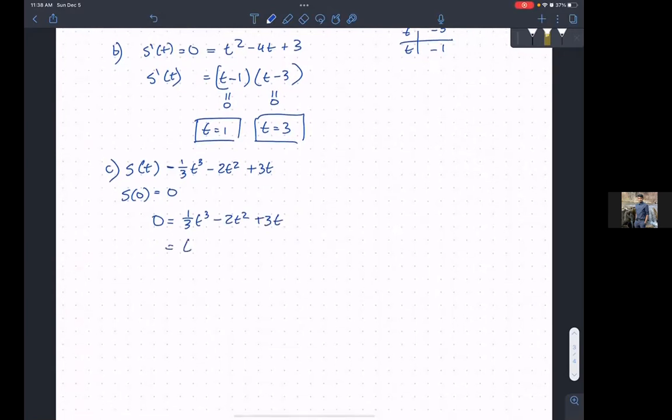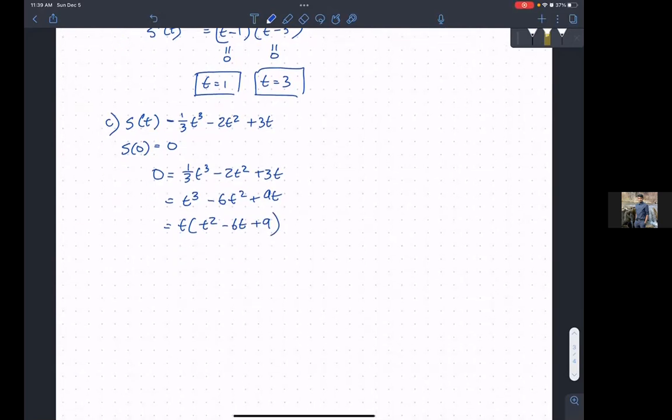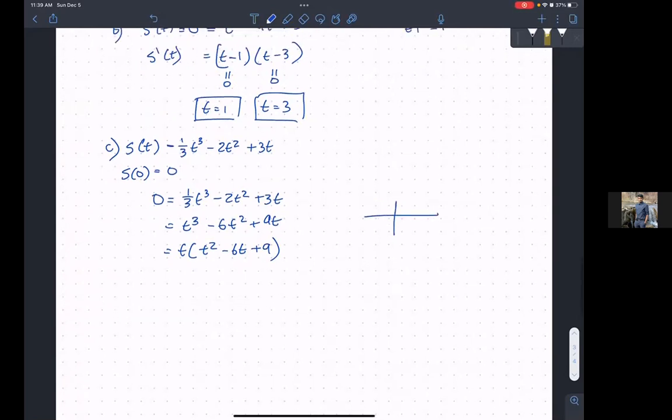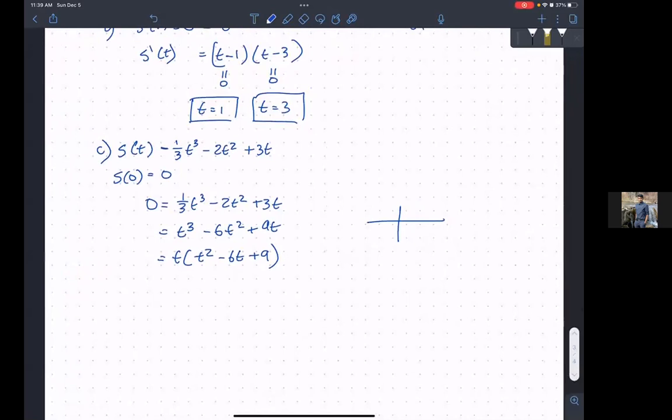We can factor out a t, right? We can multiply every term by 3 to get rid of the fraction coefficient. We're just going to get t cubed minus 6t squared plus 9t, right? And now I'm going to factor out a t, so we have t times t squared minus 6t plus 9. This looks really close to a difference of squares situation, right? Two numbers that multiply to positive 9, so negative 3, negative 3, and add to negative 6. So we have t minus 3 squared.